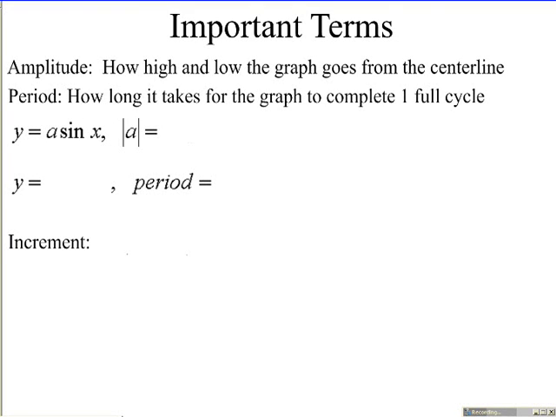Y equals a times the sine of x. The absolute value of a, or the coefficient on the trig function, in this case the coefficient on sine, tells you the amplitude of the graph directly. If we add a coefficient in front of x, so the angle portion of the trig function, the period is always 2 pi over that lead coefficient.